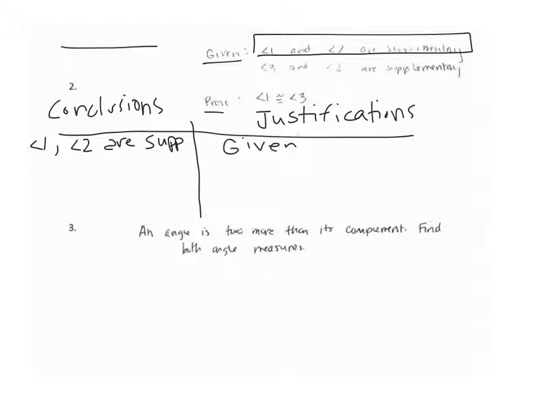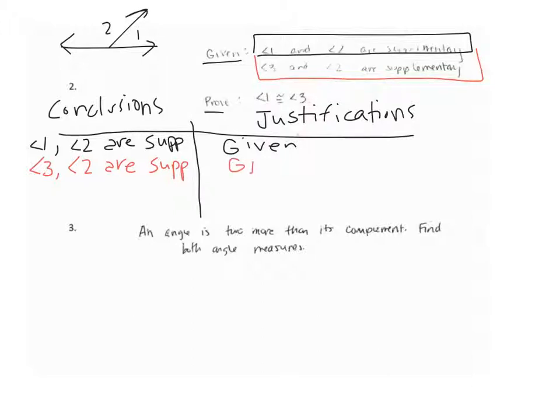Let's just draw it out. It helps us to draw it out. So angle 1 and angle 2 have to add up to 180. They don't need to be adjacent. I'm just drawing them adjacent. Now the second given, on the next line, is angle 3 and angle 2 are supplementary. That's also given. So I have a 2 drawn in right here, so I'm going to draw another angle that looks like 2. And now we have angle 3.